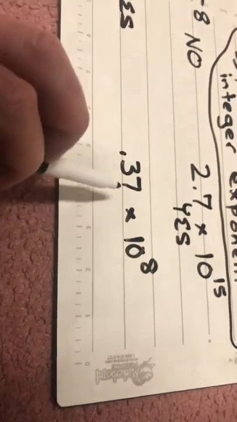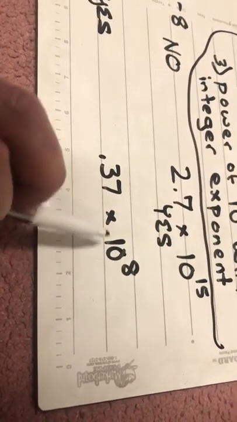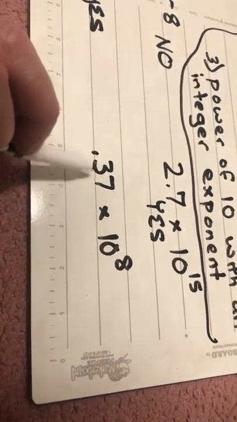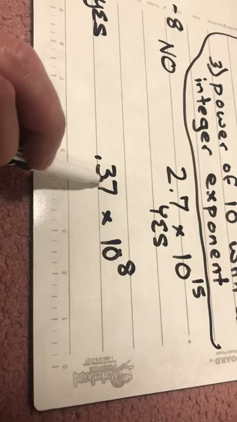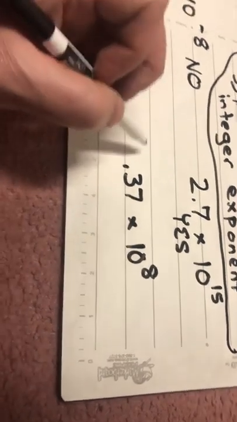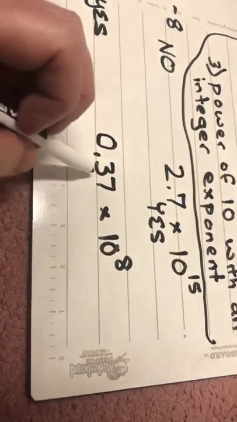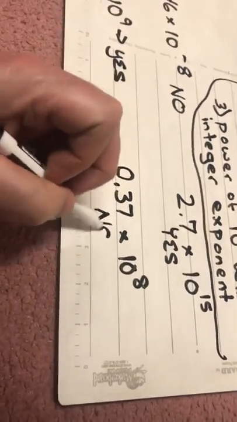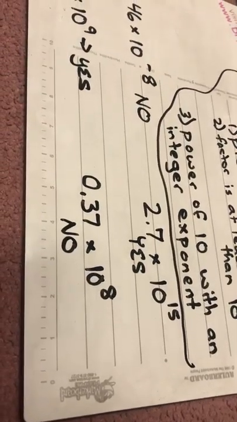Our last one, 37 hundredths, or 0.37 times 10 to the power of 8. I have my base 10 exponent, 0.37, but 0.37 is less than 1. This is less than 1. It can't be that way. So no, that is not written in scientific notation.